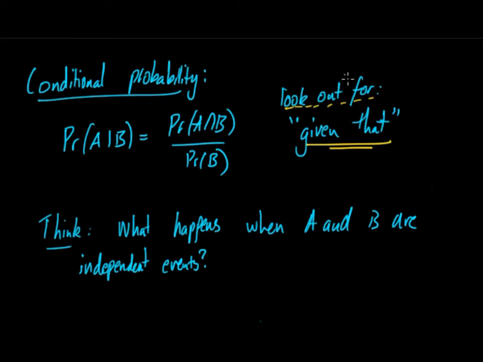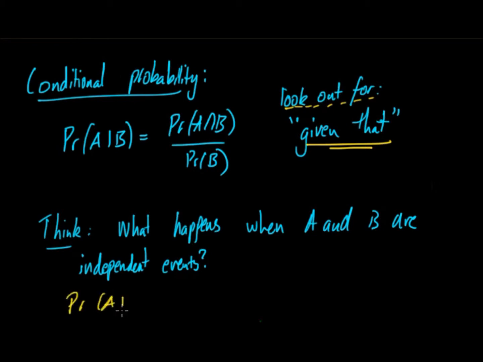They can have a question without saying "given that", and that's why you always need to understand conditional probability and what it actually means, so you can apply it. However, if you do see "given that", then you know straight away it's going to be a conditional probability question. One of the things I mentioned before was what happens when A and B are independent events.